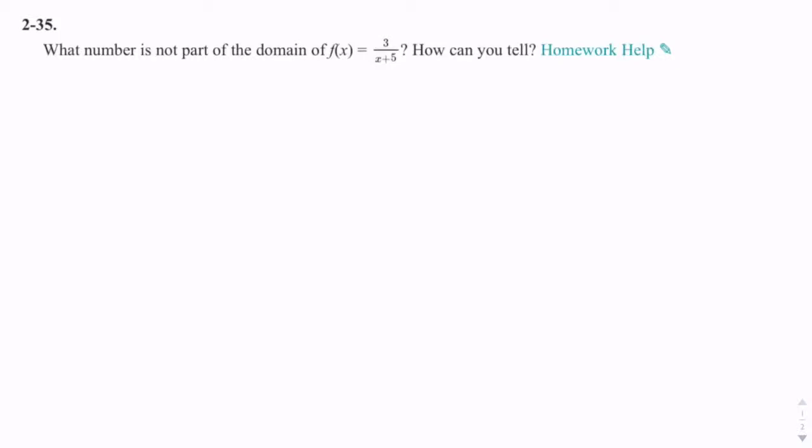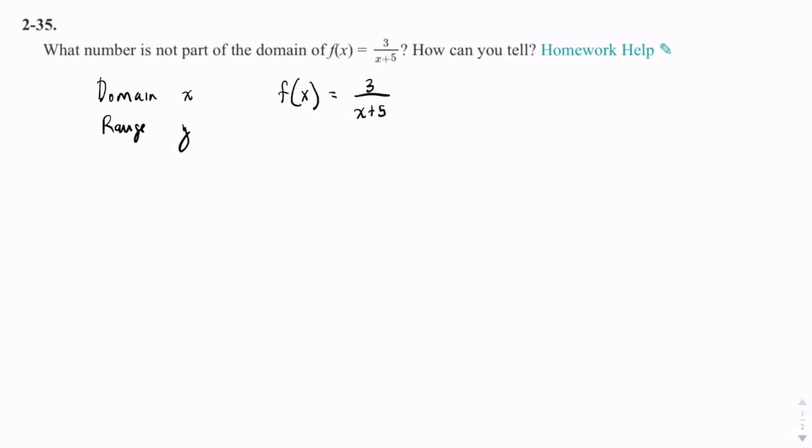In 235, they're asking us what number is not part of the domain. Now let's remember, domain, right? Domain are the x values, and the range are the y values. And the reason why we sometimes limit the domain is to make sure certain things don't happen with the function. Now the function in this case is 3 over x plus 5.